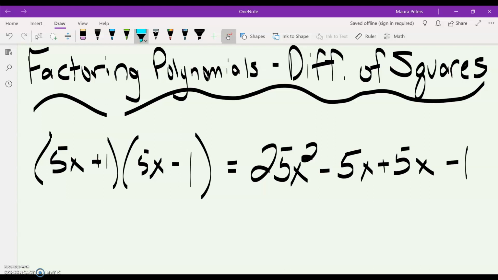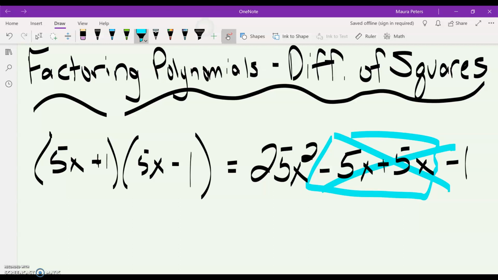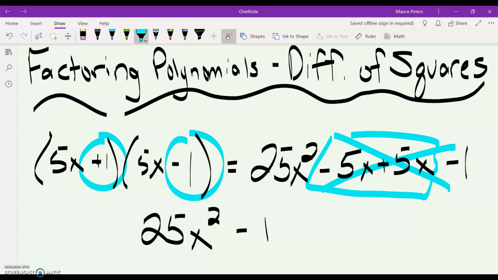Okay, and again, let's key in on what's happening here in the middle. Minus 5x plus 5x, well, that's 0. So my final answer here is 25x squared minus 1. Okay. And again, this little pattern seems to be repeating itself.